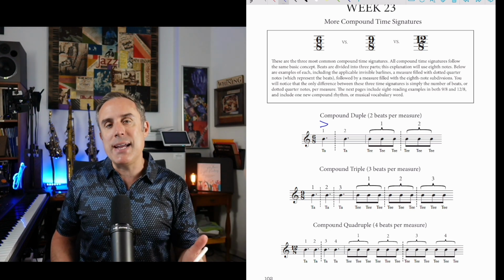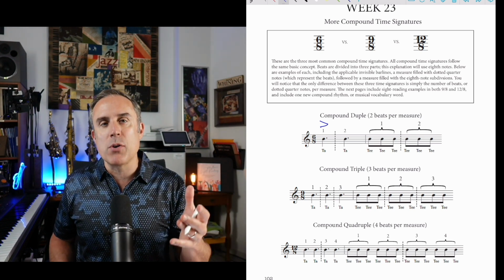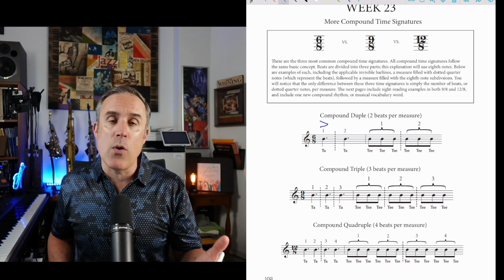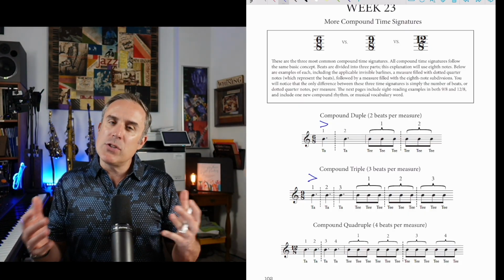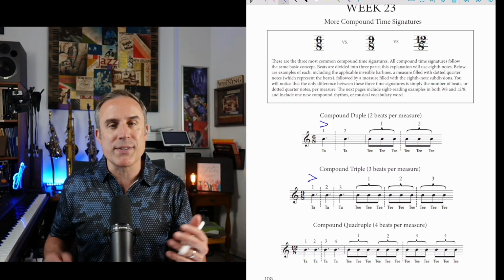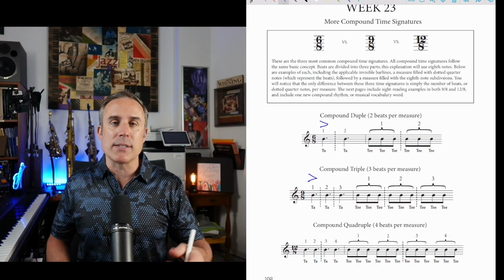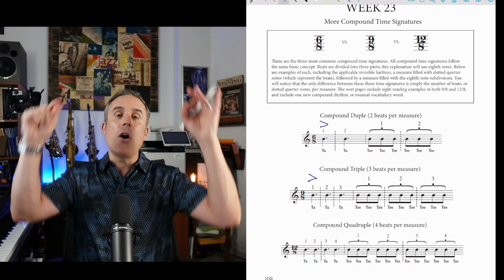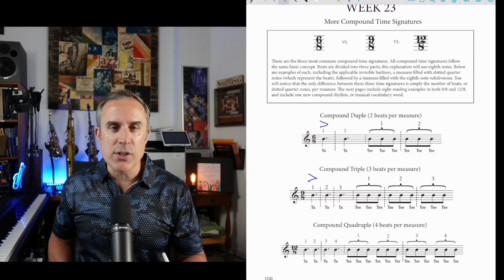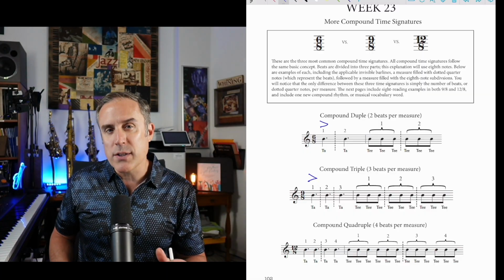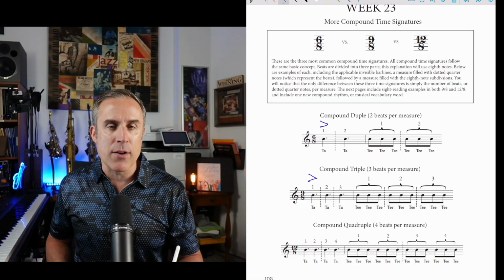Moving to 9/8, this has a very similar metric accent pattern to 3/4, to a waltz, with an accent on beat 1, and beats 2 and 3 are much smaller, almost insignificant accents. It sounds like this: ta, ta, ta, ti, ti, ti, ti, ti, ti, ti, ti, ti, and so forth and so on. You can sort of hear that waltz feel in this one just like you did in 3/4.